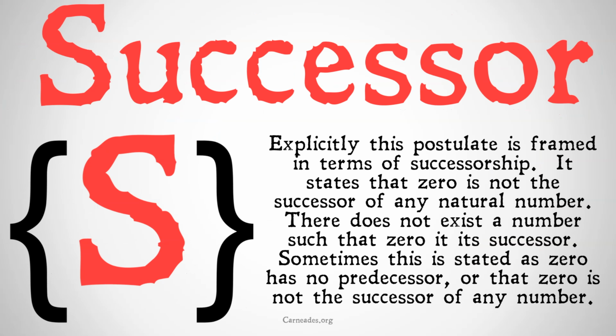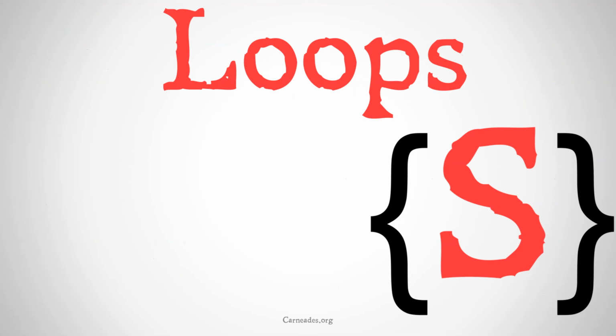Explicitly, this postulate is framed in terms of successorship. It states that zero is not the successor of any natural number. There does not exist a number such that zero is its successor. Sometimes this is stated as zero has no predecessor, or that zero is not the successor of any number.